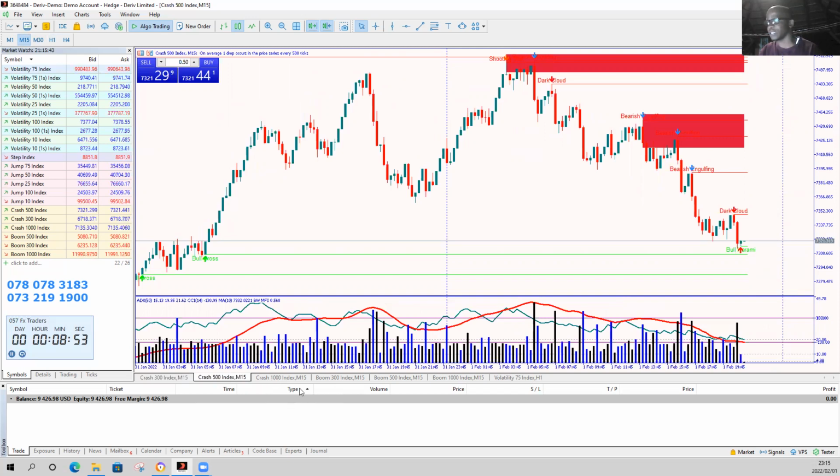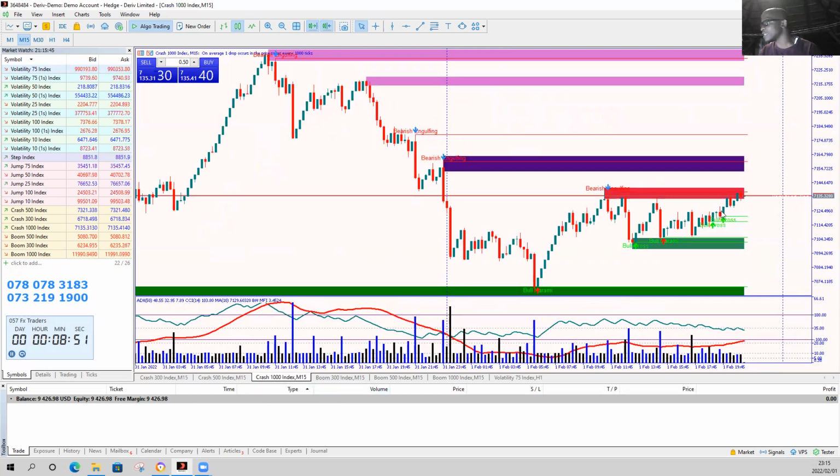Then we go to Crash 1000. On Crash 1000, we can see the previous candle is right on the support, and on top of that support, there is no signal, because we don't see anything that says bearish or bullish on this line. There's nothing that says bullish or bearish, though the candle is right on top of the resistance, so we cannot take a risk on this.